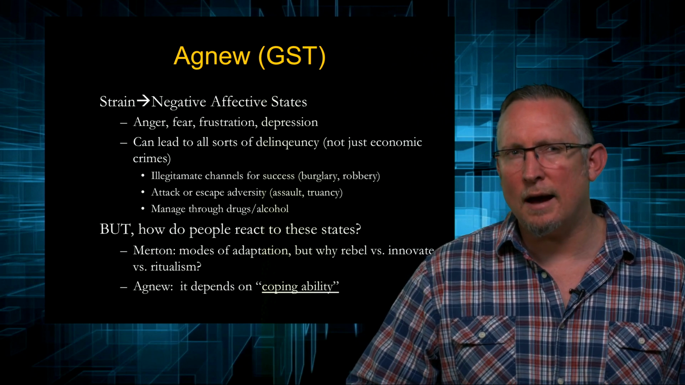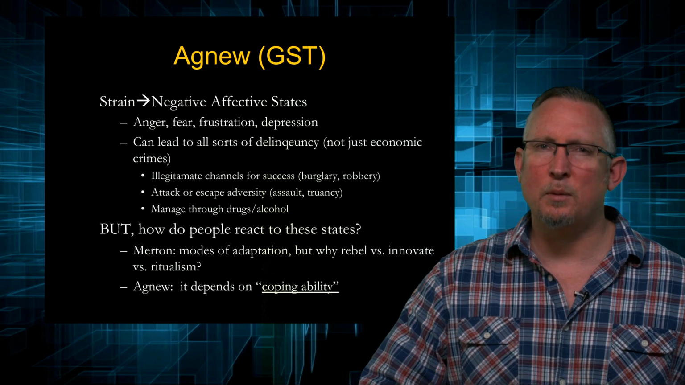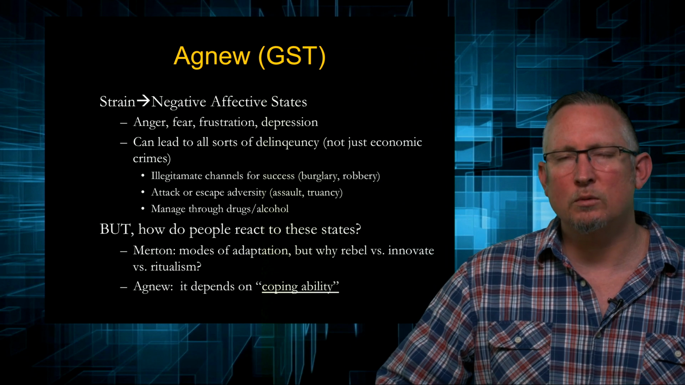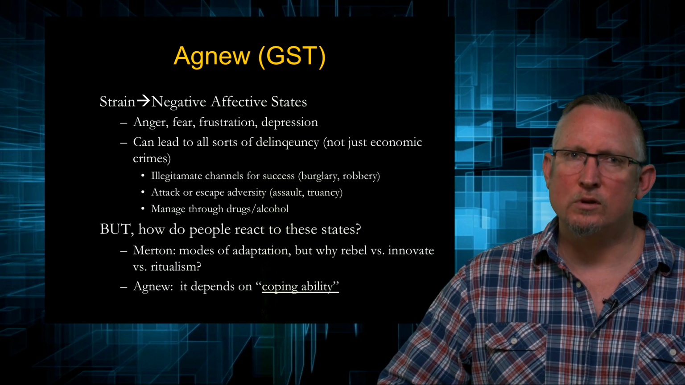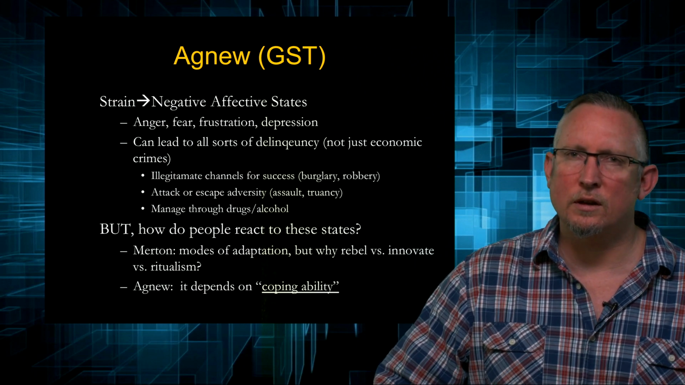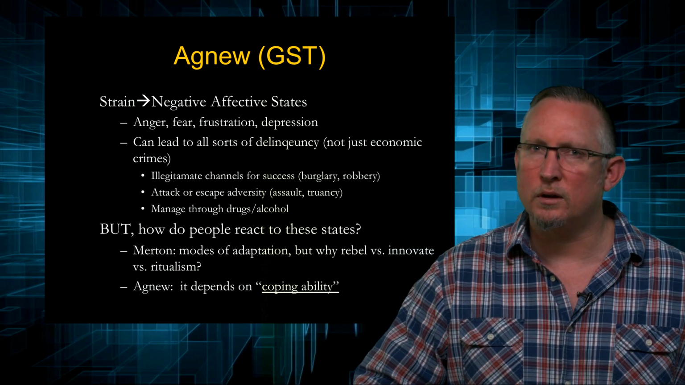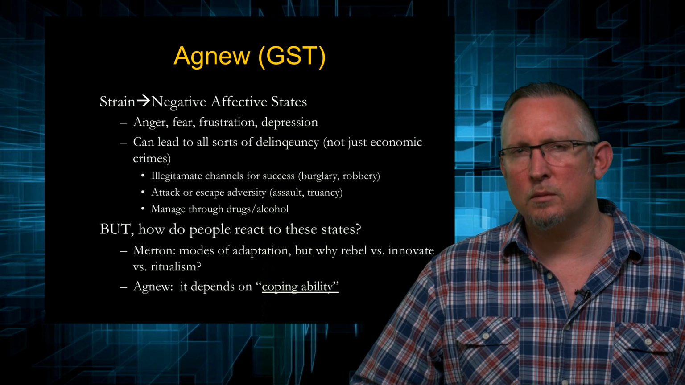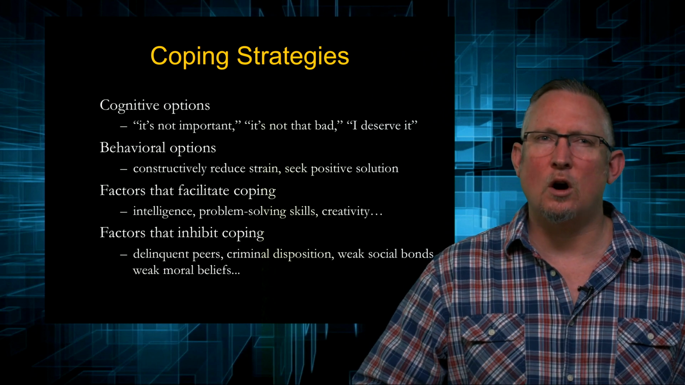So the question is then, how do people react to these states? For Merton, the typology was these modes of adaptation, right? But what Agnew was really asking, and what he's really pushing Merton on, is why do some people rebel versus innovate versus ritualize, etc.? And for Merton, this depended somewhat or largely on their socioeconomic status. For Agnew, his answer is different. He says, no, it depends on their coping ability. Their coping ability might tangentially be related to things like social class, but not directly, and certainly not in any linear sense. So coping strategies include things like cognitive options, right?